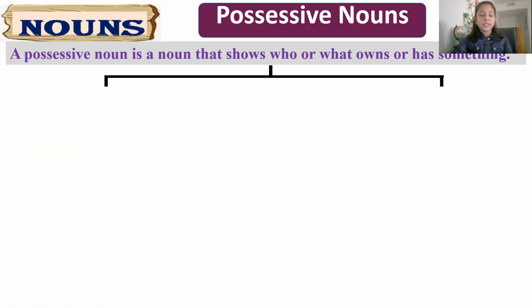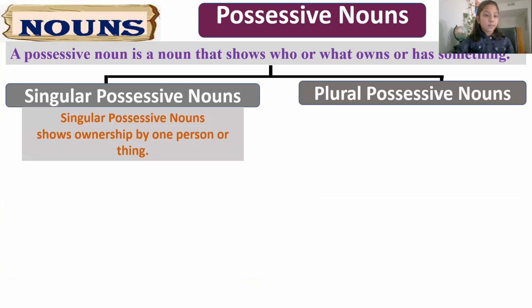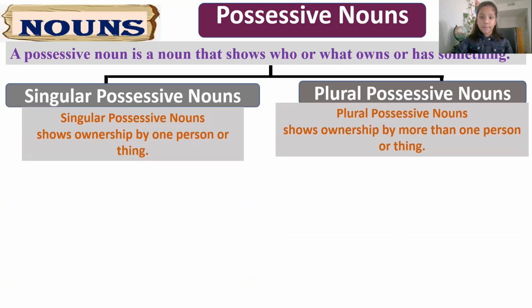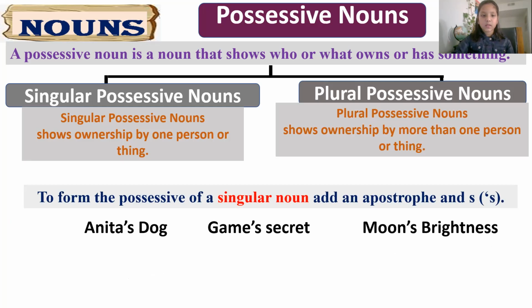Okay, the possessive nouns can be categorized by two parts: singular possessive nouns and plural possessive nouns. A singular possessive noun shows ownership by one person or thing. Plural possessive nouns show ownership by more than one person or thing. To form the possessive of a singular noun, add an apostrophe and an S. Like Anita's dog. See, Anita is singular. There's only one Anita. But since it's showing possession, that means it is Anita's dog. Anita, apostrophe S. Same with game's secret and moon's brightness.